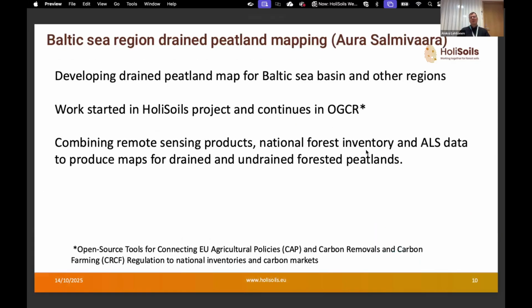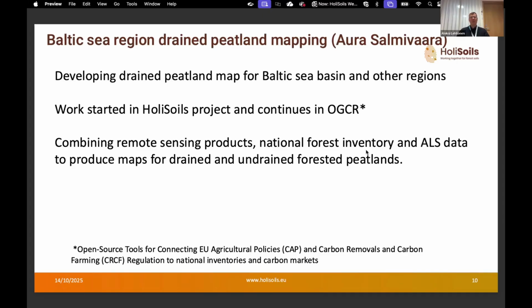This is work that my colleague Aura Salmivaara has been doing. This is a Baltic Sea region drained peatland mapping. We do have global peatland map products. What is novel here is that we want information on whether those lands are drained or not. Aura is working on that in the HoliSoils project, and she is continuing it in the OGCR project, which is Horizon funding. You can see the footnote for the whole title.